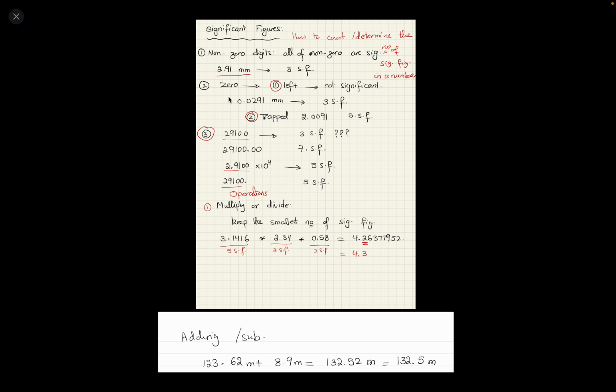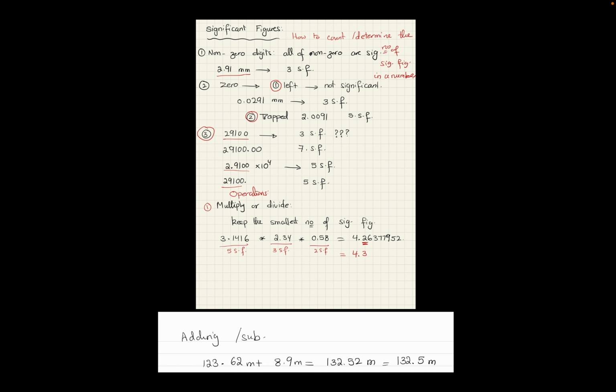For zero, it depends. It has three options. If the zero is to the left like this, it's not going to be significant. No matter how many zeros you have on the left, they are not significant. For example, 0.0291 has only 3 sig fig because the 2 zeros to the left are not counting.